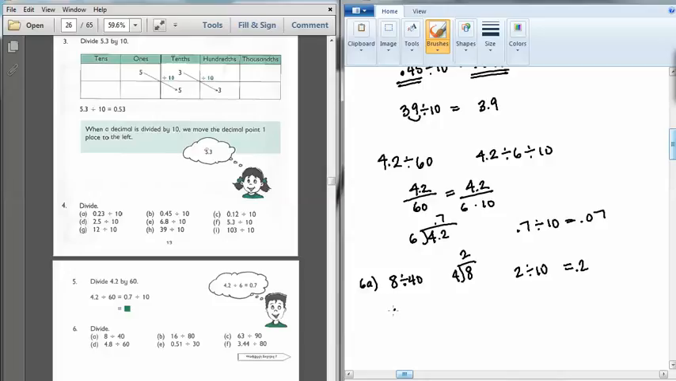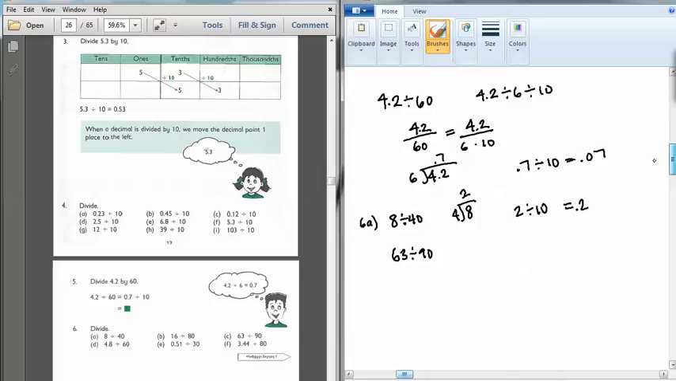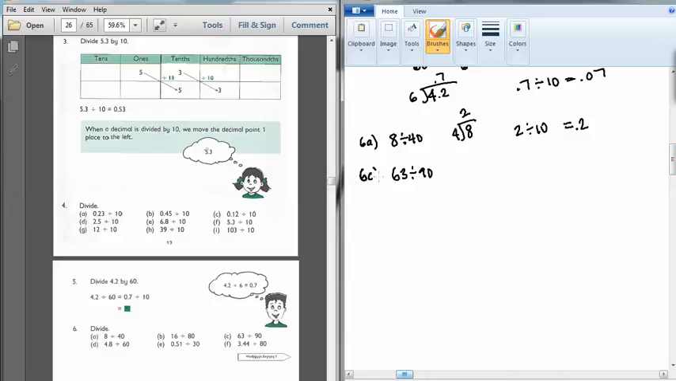Let's do this one. 63 divided by 90. This would be 6C. So I'm going to go 63 divided by 9. How many times can 9 go into 6? None, so I'm going to skip that. How many times can it go into 63? Let me see. 9, 18, 27, 36, 45, 54, 63. Oh, hey, that's exactly 7 times. So I've got 7, but I still have to divide that by 10. So my answer is 0.7.